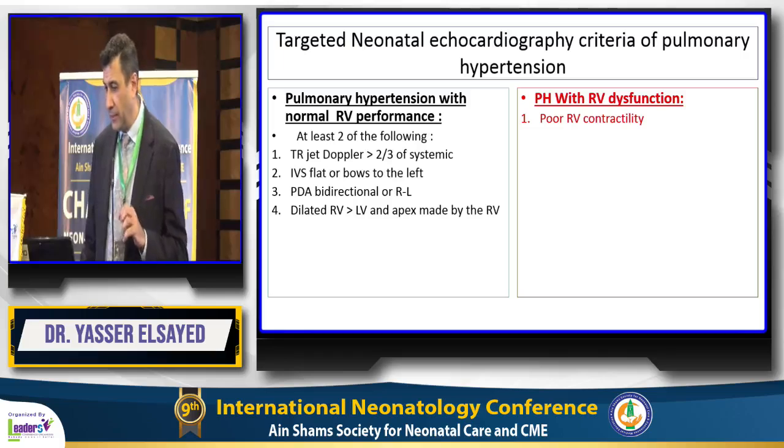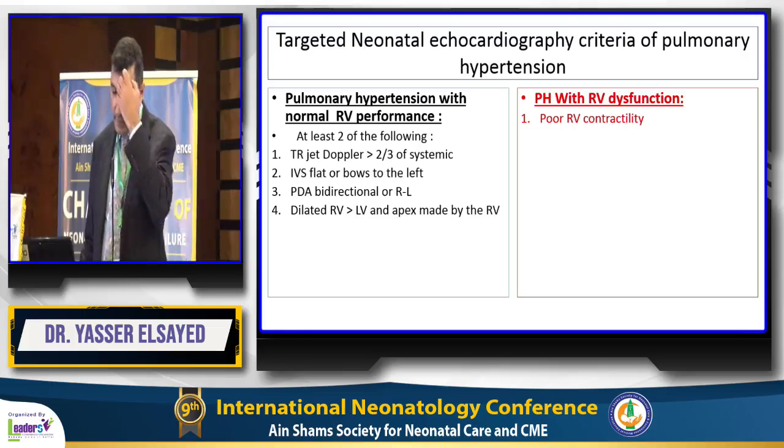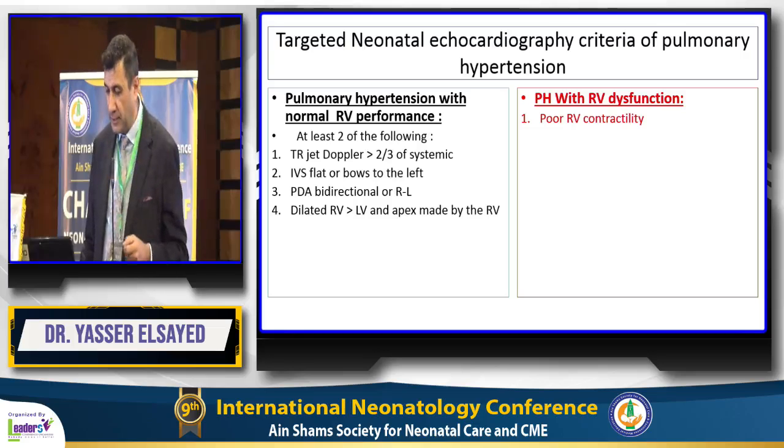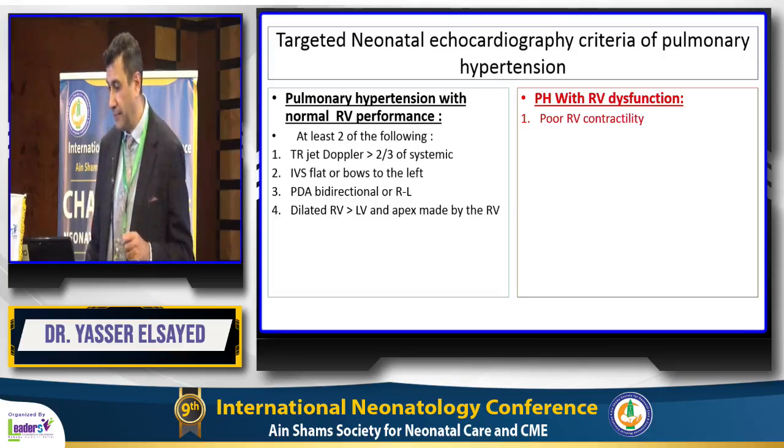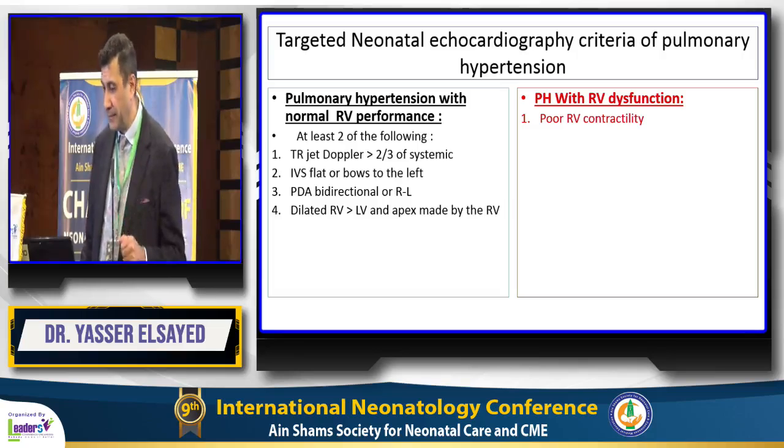Targeted neonatal echo criteria for pulmonary hypertension: you have 2 criteria. Either pulmonary hypertension with normal RV performance, where you have at least 2 markers; you should not rely on one marker. Either tricuspid jet more than 2/3 systemic circulation, or IV septal flattening or bowing from right to left, PDA bidirectional or right to left, or dilated right ventricle more than the left. These are the parameters. We have much more, but these are the basic parameters.